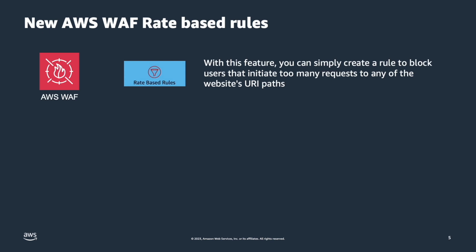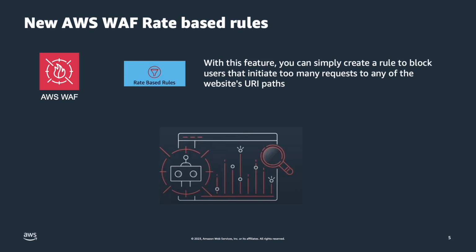In a nutshell, you can track request rates for any URI path without the need for additional scope down statements to specify URIs for rate limiting. With this feature, you can simply create a rule to block users that initiate too many requests to any of your website URI paths, hence minimizing the impact on legitimate users. You can further refine rate-based rules by using WAF match conditions or additional request aggregation keys.